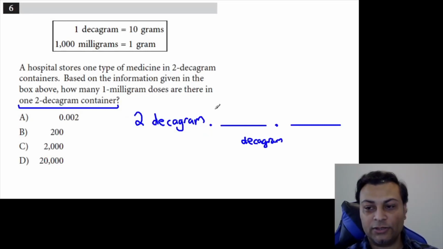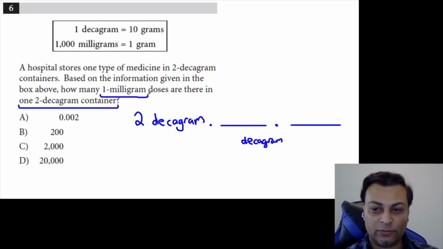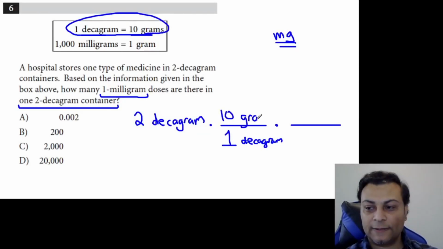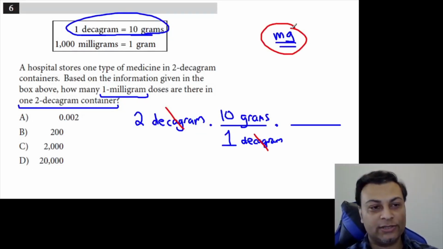Okay, we're trying to get to milligrams. That's our goal. Decagrams you can convert to grams using this relationship: 1 decagram is 10 grams. So far, we've converted to grams. However, we wish to convert all the way to milligrams. Well, for that, we just keep going.